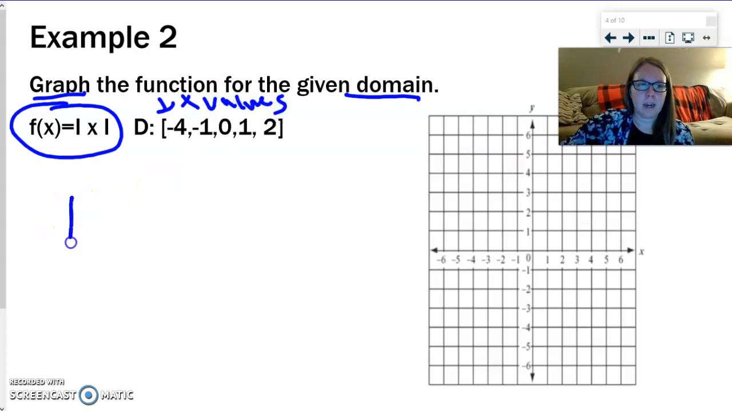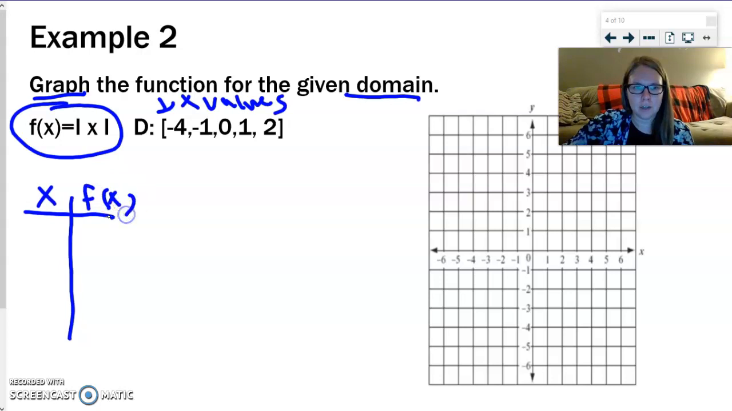So if I'm going to start setting up a table for x and for y, I could have x, but remember, y is also the same thing as f of x. So I'm going to put f of x this time. They tell me I want to use -4, -1, 0, 1, and 2.